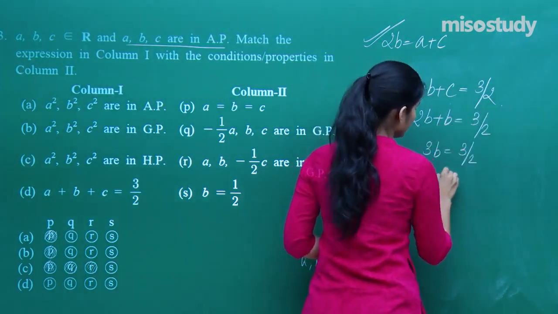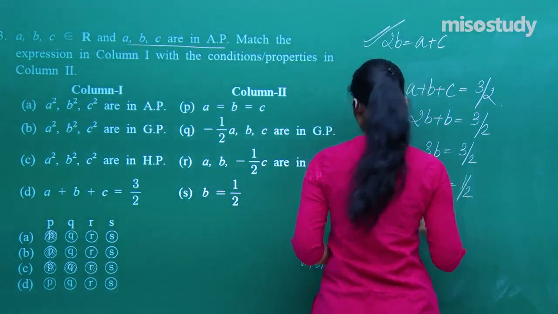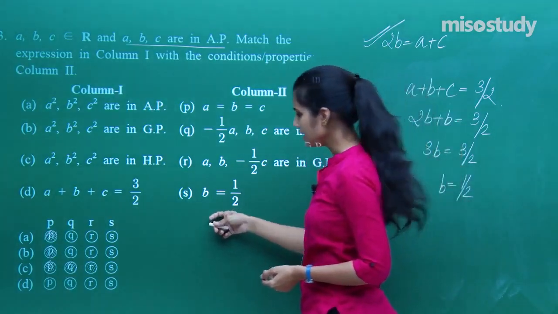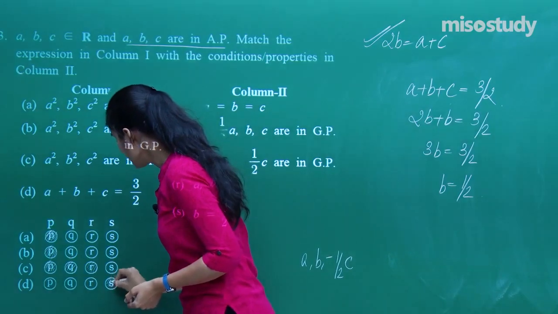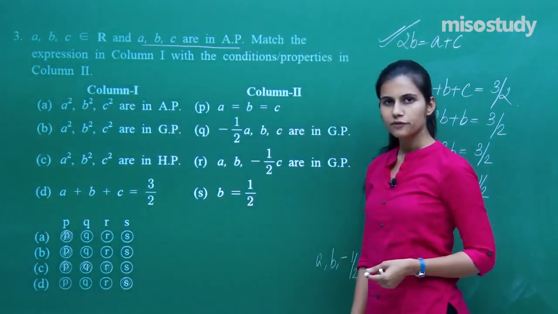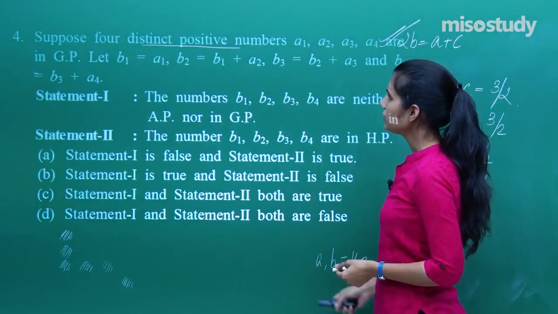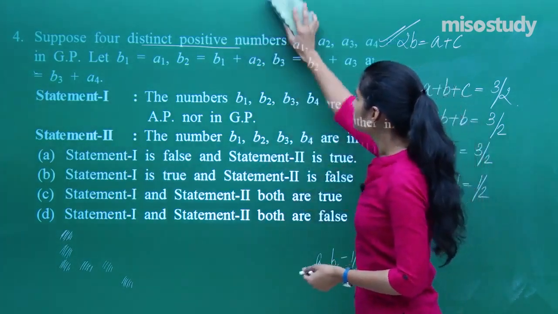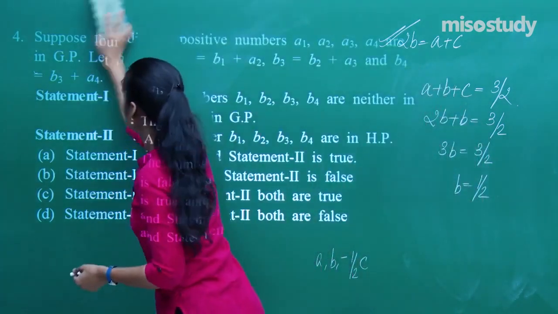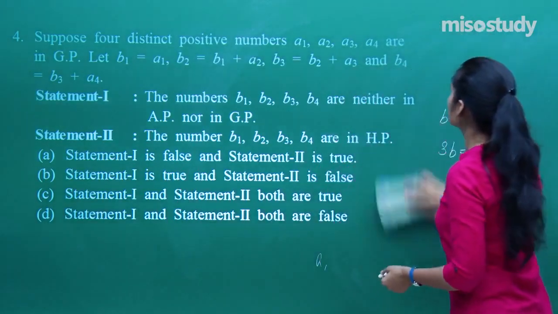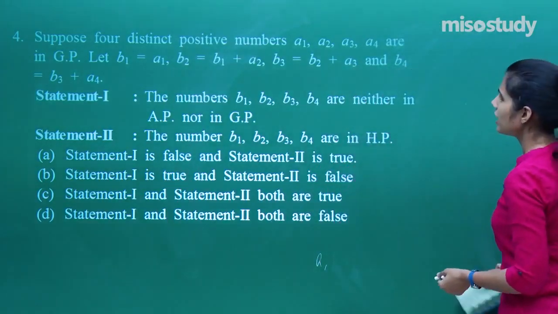Thrice of B is 3 by 2, B is 1 by 2. So D is basically going to be shaded to S. Fine. Moving on to the next question we have: suppose 4 distinct positive numbers A1, A2, A3, A4 are in GP.